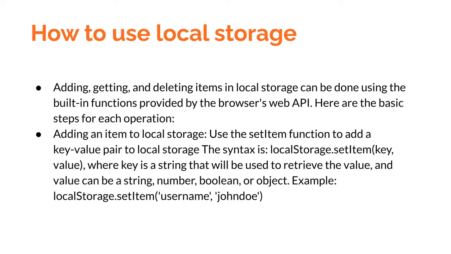So how do we use local storage? You can do this by using the built-in functions provided by the browser's web API. When we're adding, the syntax will be localStorage.setItem, and then you pass in the key name as the first parameter, and the value, which is the data you'd want to store, as the second parameter. This can be a string, number, boolean, or an object.